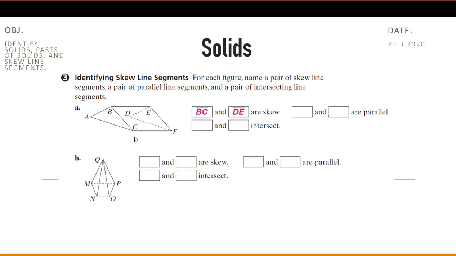They are not in the same plane, and the plane is like a face or a base. These two are in two different faces, and they cannot be in the same face, so they cannot intersect, and also they are not parallel.